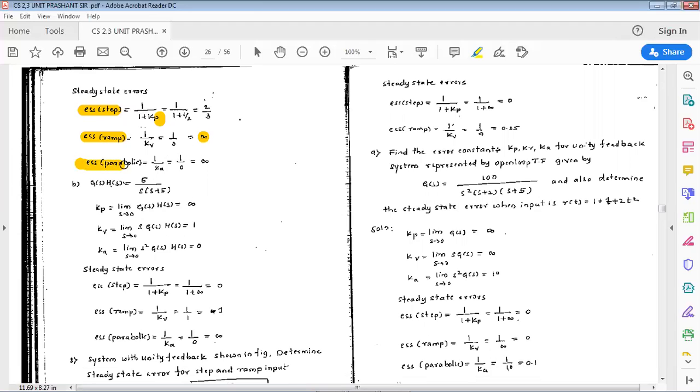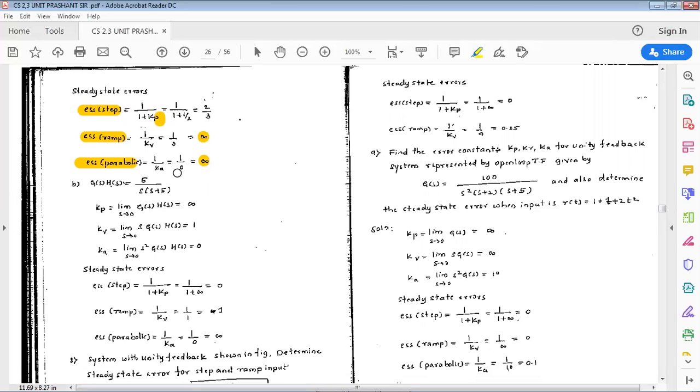Steady state error due to parabolic input is given as 1 by Ka, which is equal to 1 by 0. If you substitute 1 by 0 here, that results in infinity. Therefore, the steady state errors due to step, ramp and parabolic inputs are 2 by 3, infinity and infinity. Now this is the solution for the first case.